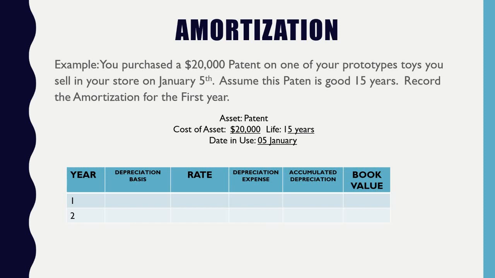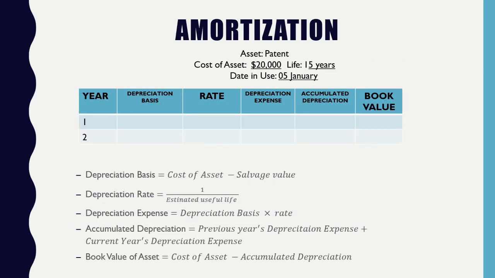The cost of the asset minus salvage, based on the formula. Do we have a salvage value? We don't have salvage, so it's going to be the same amount, $20,000. Exactly, that's right. And what's the rate here now? Here we don't have a salvage value, so we can cancel that out. We know that it's $20,000 for the depreciation basis. What is my rate?